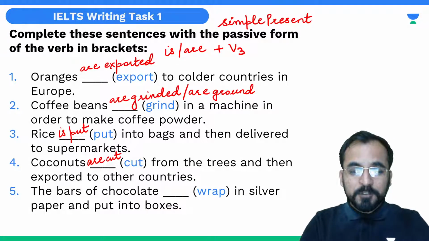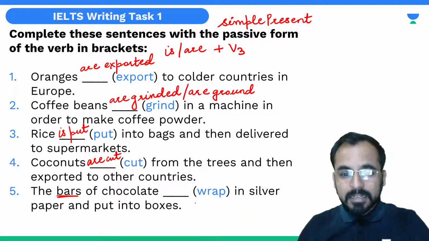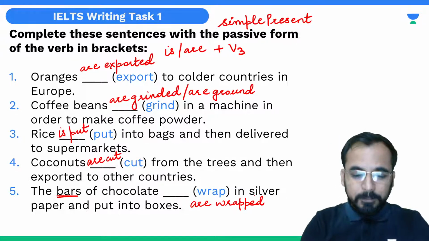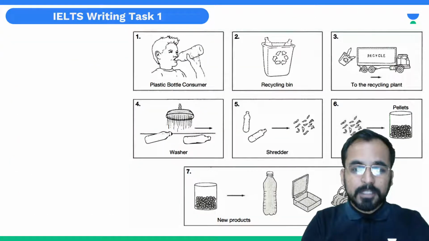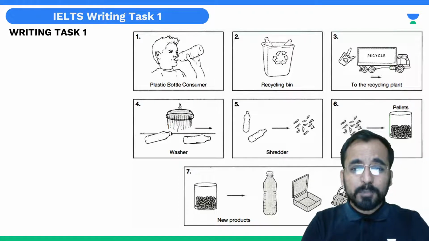The bars of chocolate are wrapped in silver paper and put into boxes. Done, everybody? Correct. Absolutely. So can you see this process?